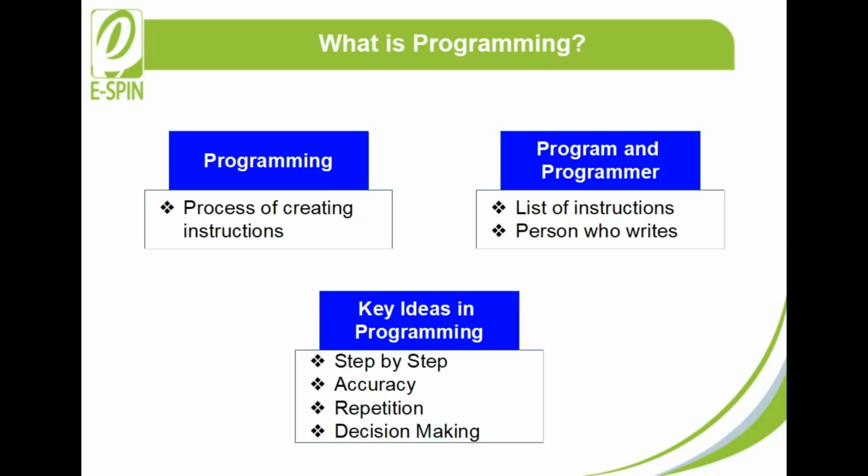3. Key ideas in programming. To understand programming more clearly, here are the most basic ideas. Step by step: every instruction must be written in order. Accuracy: computers cannot guess, so you must be clear. Repetition: computers are great at repeating tasks quickly. Decision making: computers can choose between options if you write the rules.